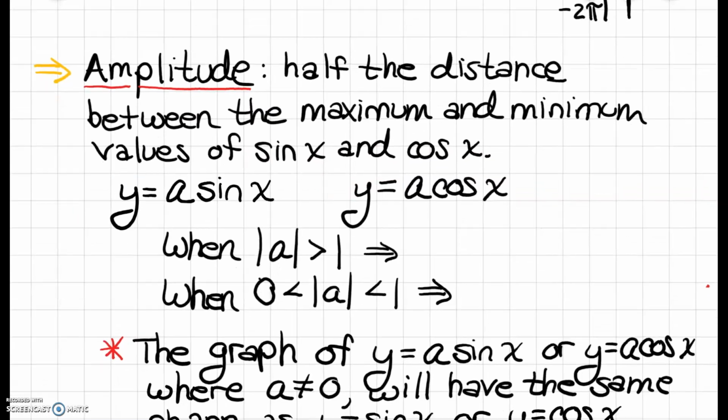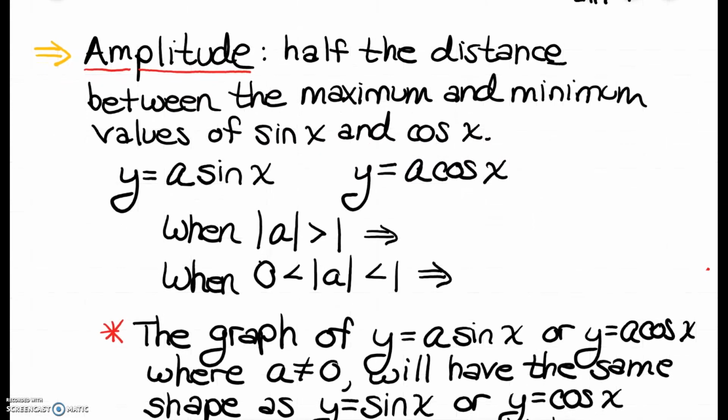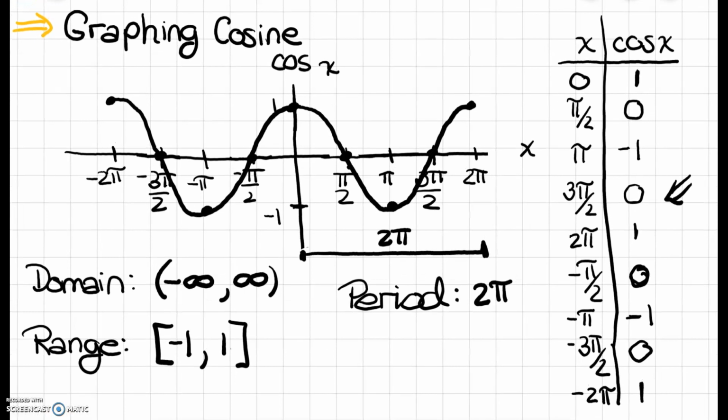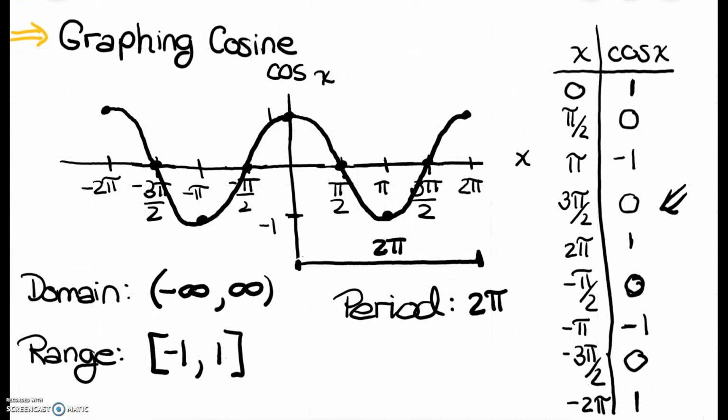So now let's talk about the amplitude of these graphs. The amplitude is half the distance between the max and min values of your sine and cosine wave. So let's go back to our sine and cosine wave. Its max value is at 1, and its minimum value is at negative 1. The distance between these two numbers is 2. So the amplitude of this is half of 2, which is 1.